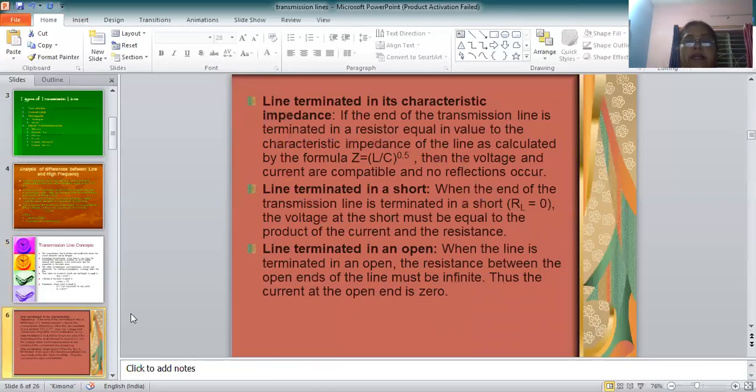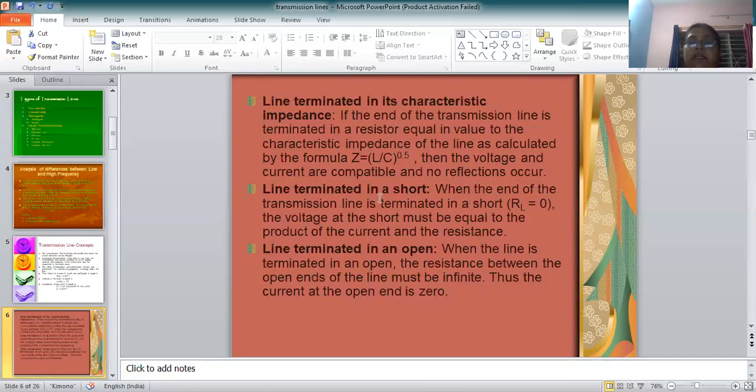Line terminated in its characteristic impedance: if the end of the transmission line is terminated in a resistor equal in value to the characteristic impedance of the line as calculated by the formula Z = sqrt(L/C), then the voltage and currents are compatible and no reflection occurs.